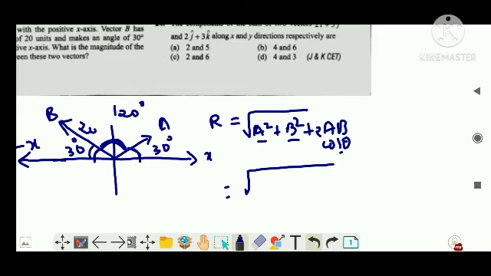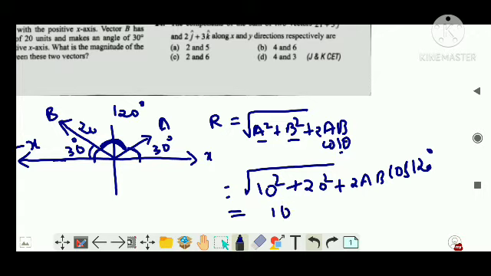Now we just have to substitute the values. Root of, what is a value? How much was given? I forgot. 10, right? So 10 squared plus 20 squared plus 2ab cos 120 degree. Please do the calculation by yourself, guys. You will get the answer as 10 root 3 units. Why did I write it as units? Because you are not given the proper units for a and b. If it had been given Newton, that is force, etc., then I would have written 10 root 3 Newton. Clear?